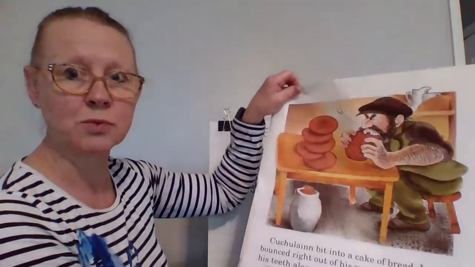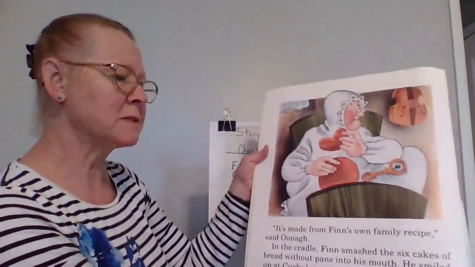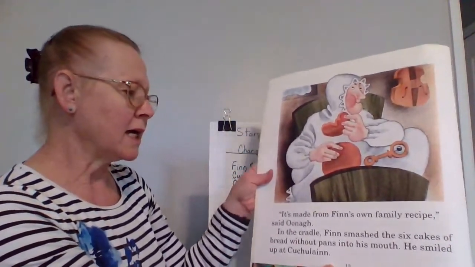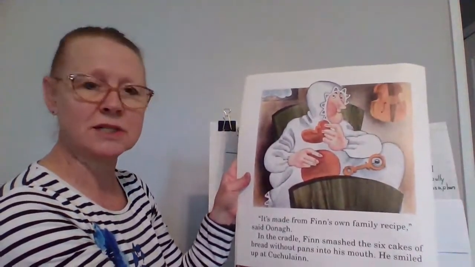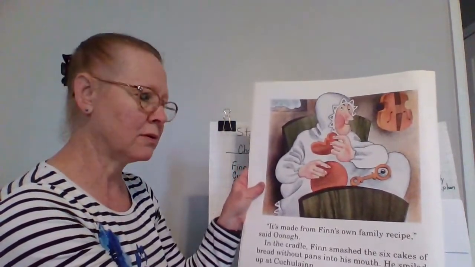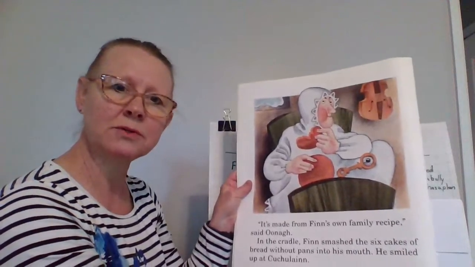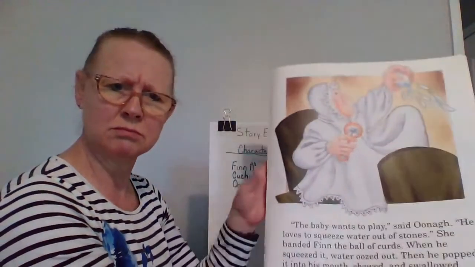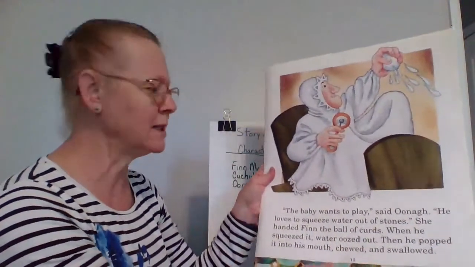Looks like the plan is working. "It's made from Finn's own family recipe," said Una. In the cradle, Finn smashed the 6 cakes he had, without pans in them, into his mouth. And he smiled up at Cuchulainn. Cuchulainn must be thinking, wow, I can't eat. The baby can eat these?